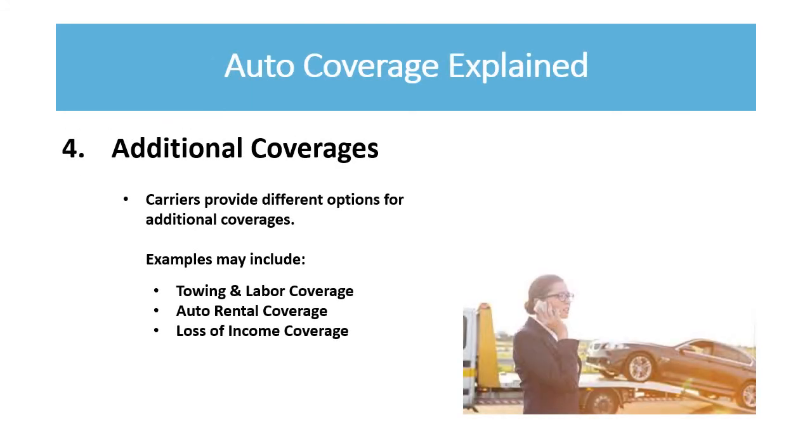Most carriers will offer additional coverages to add to your policy. Some examples include towing and labor, auto rental and loss of income coverage. These additional coverages typically have coverage limit options, varying by carrier. If you do not carry coverage for these items elsewhere in another policy, it may be a good idea to include these coverages in your auto policy.